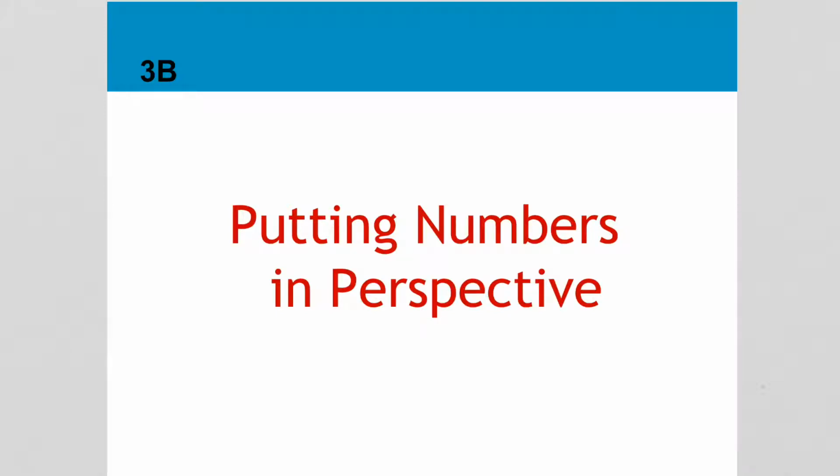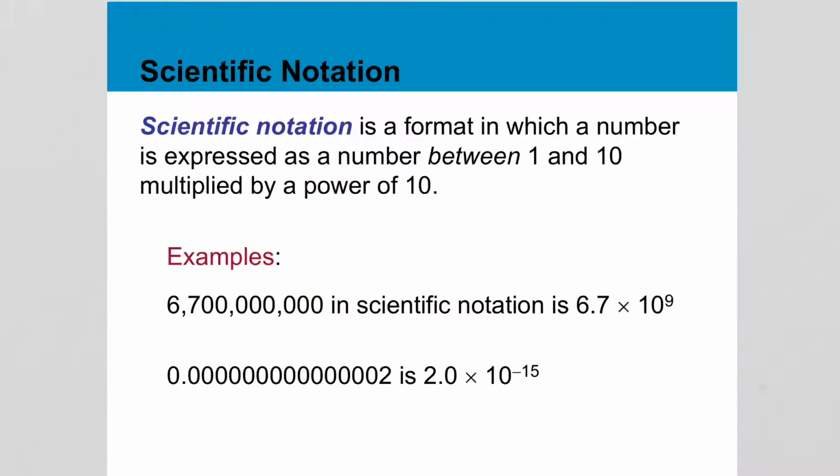In today's lesson, we're going to put numbers in perspective. And some of that will involve scientific notation. Scientific notation is a format in which a number is expressed as a number between 1 and 10 multiplied by a power of 10. So let's say you've got a bunch of zeros, either after or before a number. A simpler way to write it is in scientific notation.